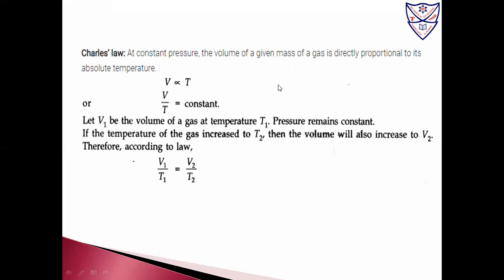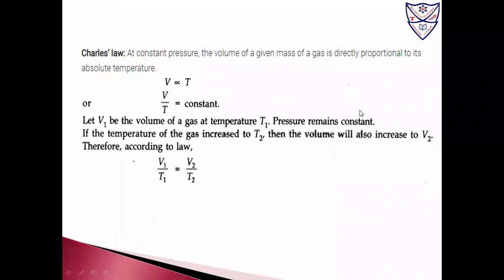Inversely means V is inversely proportional to 1 by P in Boyle's law. Now here the pressure is constant, so V by T is a constant. Let V1 be the volume of a gas at temperature T1. The pressure remains constant, so V1 upon T1 equals V2 upon T2. This is the formula for Charles law, that is V1 upon T1 equals V2 upon T2.